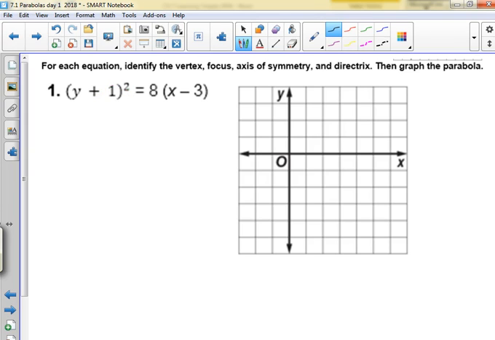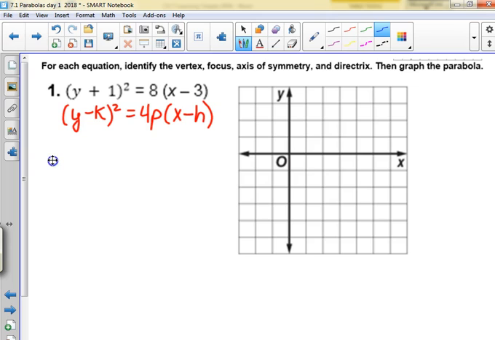Ready? What do you know about this? What's happening? Right away, the Y is squared. It's going to go sideways. I'm going to write the formula underneath. Can you find the formula on the top of your green sheet? What am I going to write under here? (y minus k) squared equals 4p (x minus h). All right.